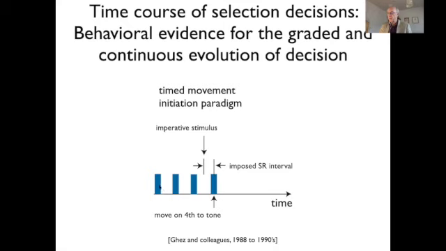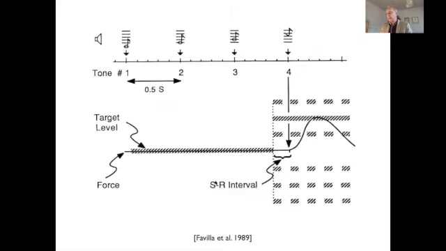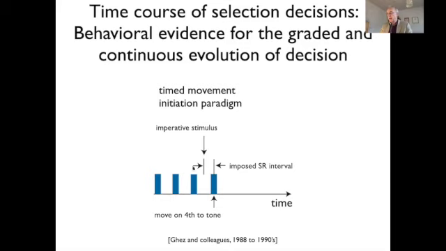You give them a metronome. In one version, it's 4 different tones: beep, beep, beep, beep. And the fourth one, you have learned in a familiarization session that's when you have to start to move. And you give only a manipulated interval before that fourth tone. You give the imperative stimulus. So this stimulus response interval is imposed from the outside. You can vary that. And by varying that, you can see the time course of the decision.